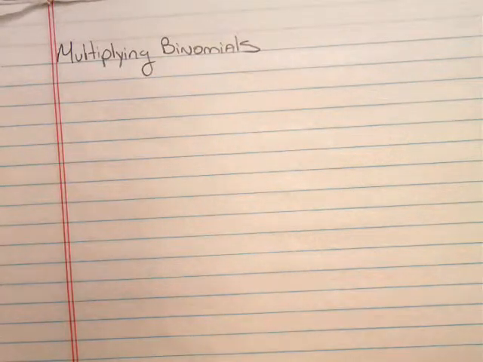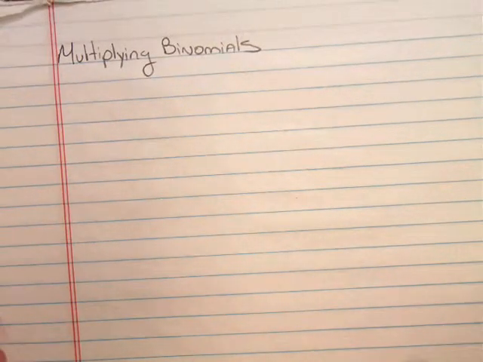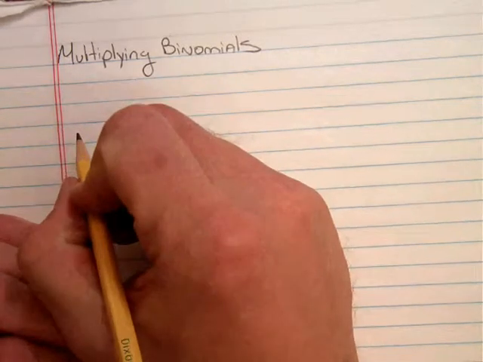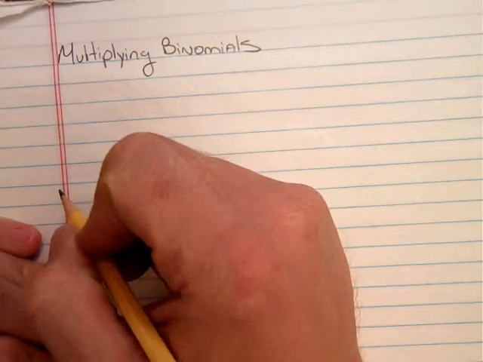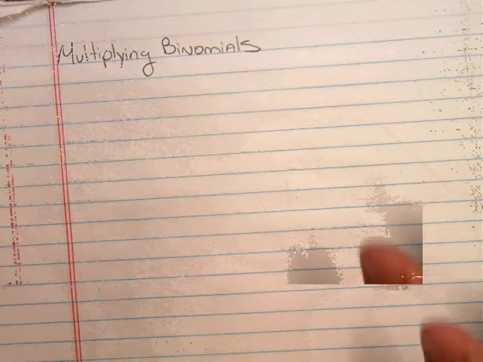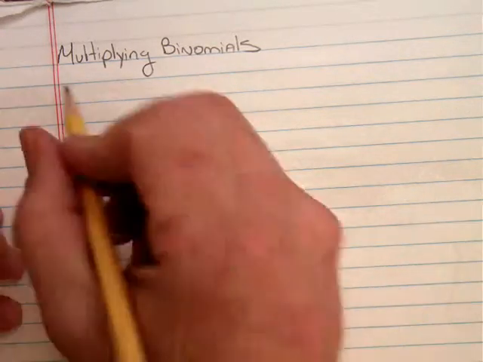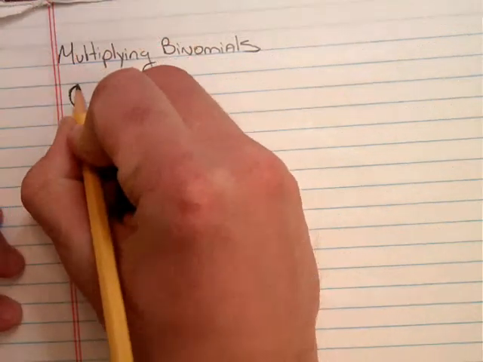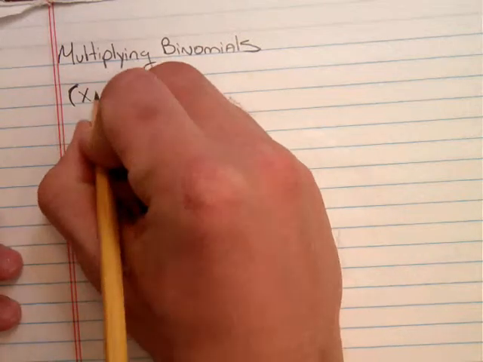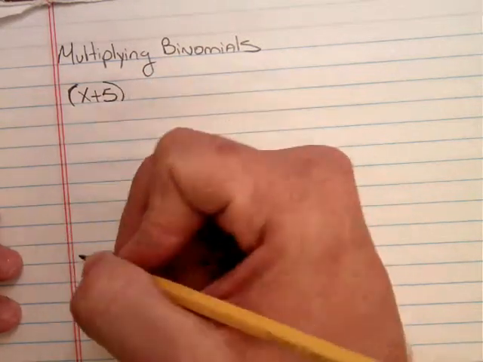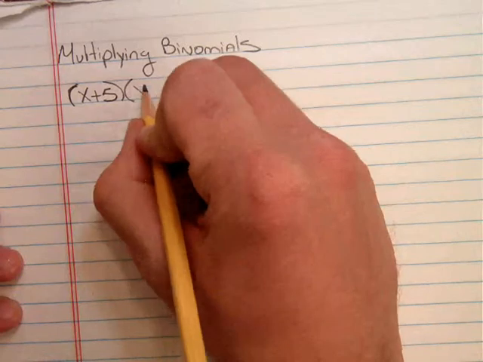We're going to start by multiplying binomials today, and this should be pretty easy. Most of you should have an idea of how to do this, and for some of you it might just be a good refresher or a good easy start. So this is skill 1. We're going to start by looking at the binomial x plus 5 and another binomial x minus 3.